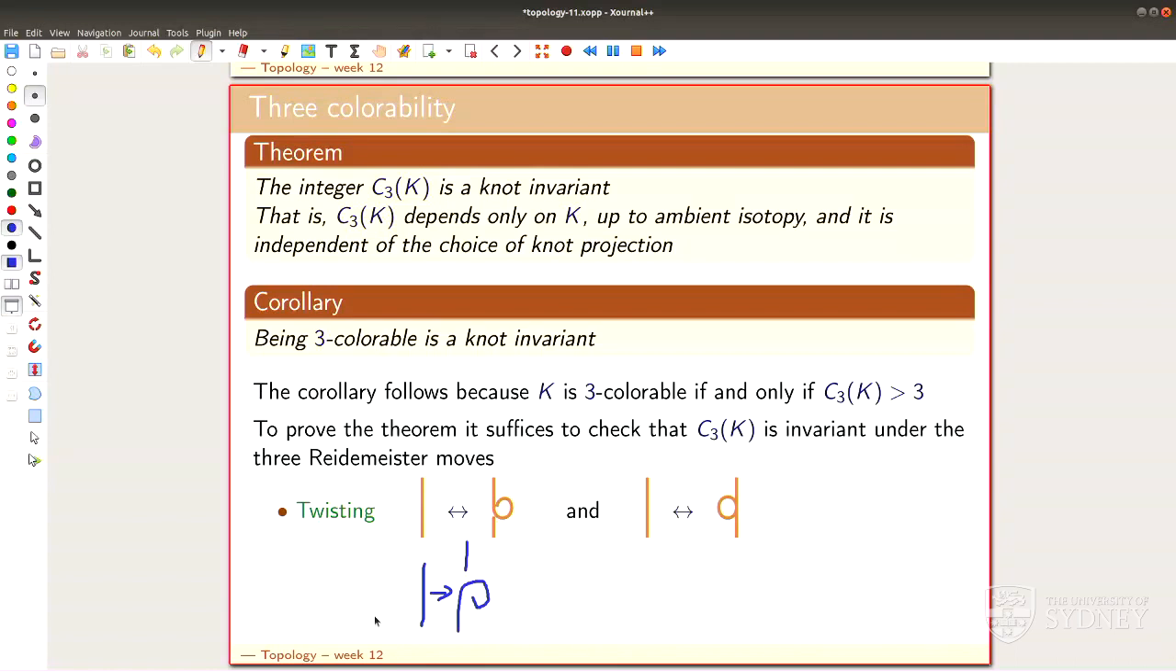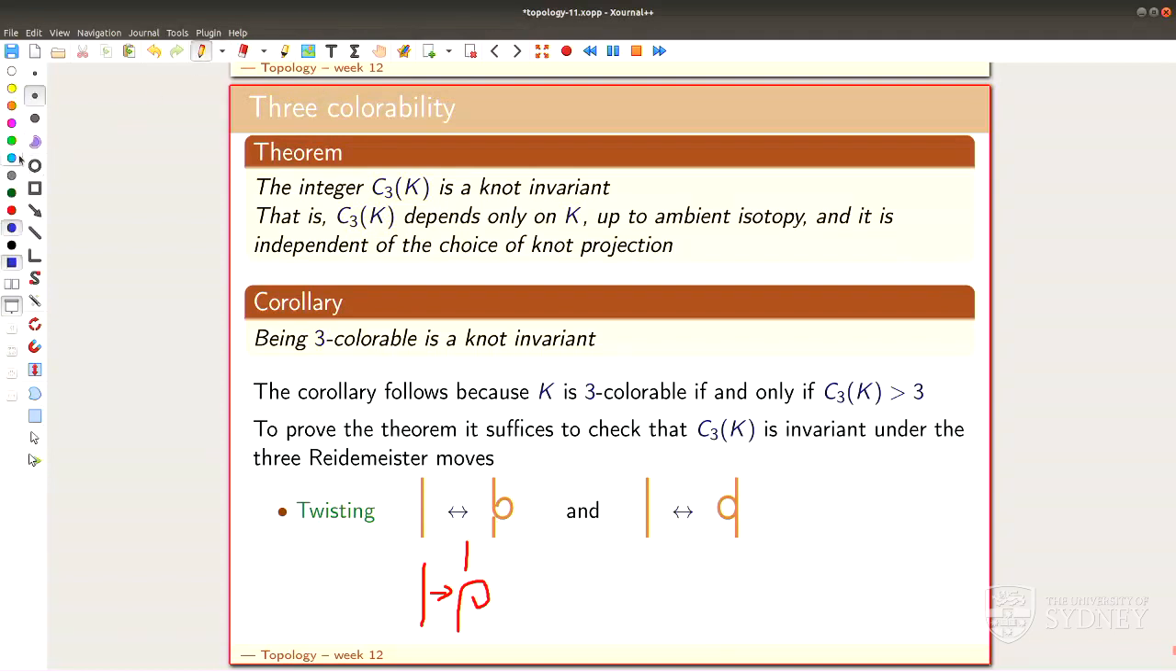But let me go to the colors we had before. So let me just put this in, for example, red. So if the starting color of your strand is red, my colors were red, blue, and green. Could be, for example, red. Then you can completely monochromatically color the crossing, and you get a legal coloring on the other knot as well, and similarly by going backwards. So the number is invariant under this move, and this one here is just a flipped version.